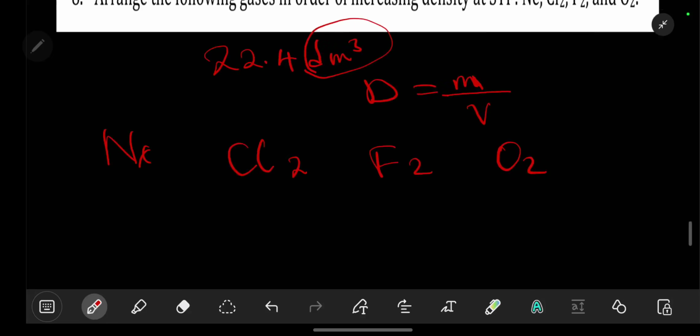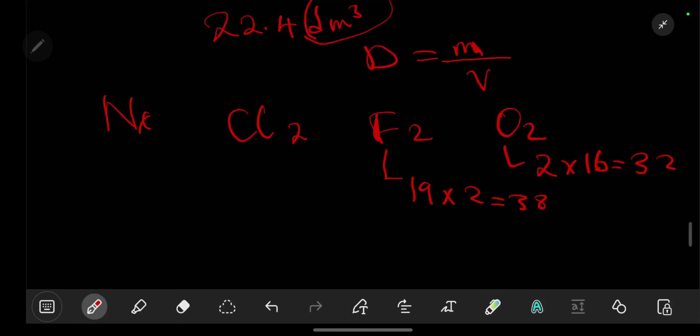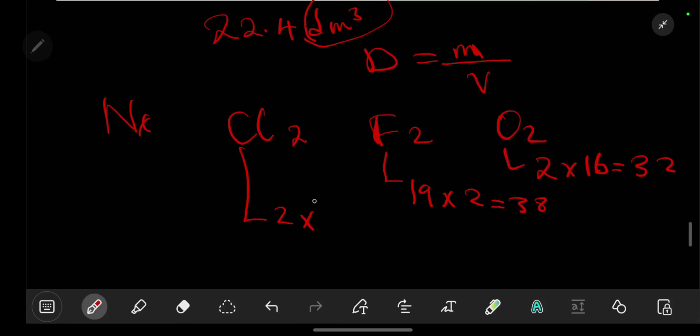Then calculate their molar mass. Beginning with oxygen, it is 2 times the molar mass of oxygen, which is 16, which is going to give us 32. Then our fluorine has got a molar mass of 19 times these 2, which will give us 38. Chlorine has 2 of them times the molar mass of chlorine, which is 35.45.